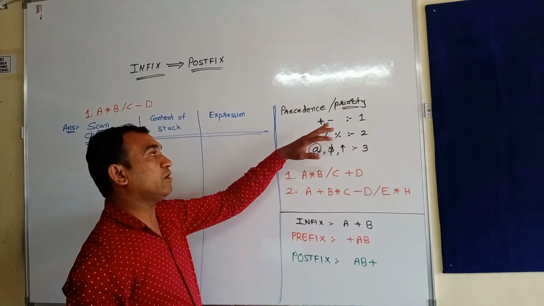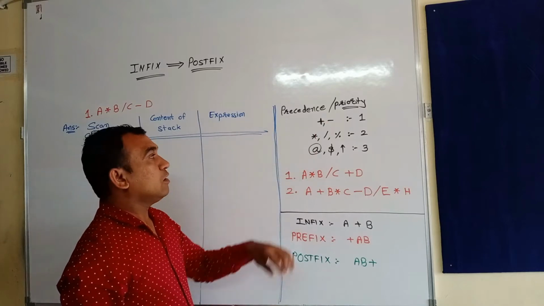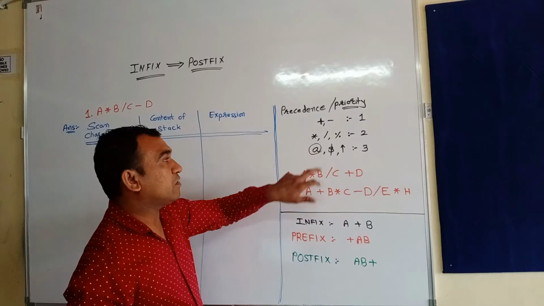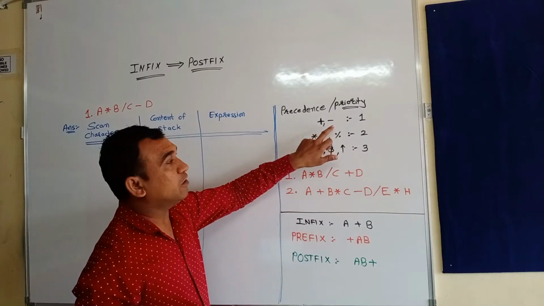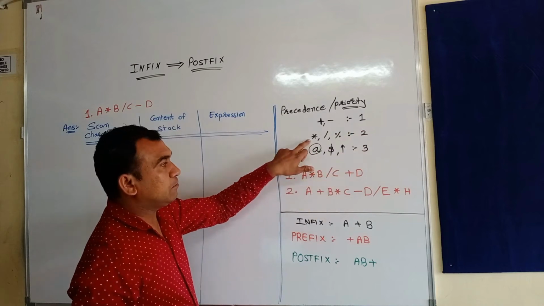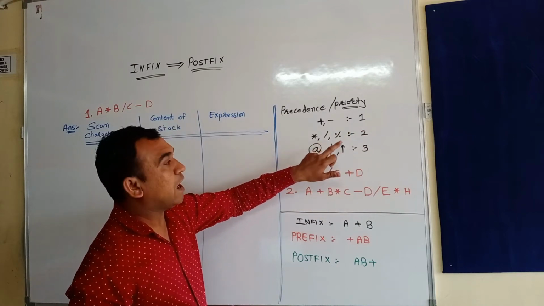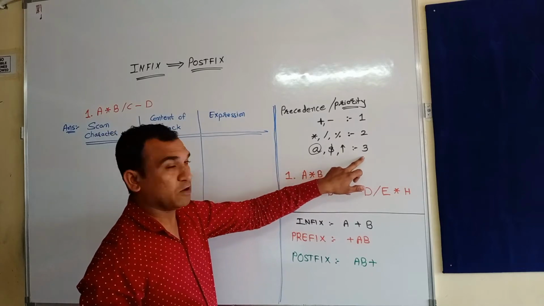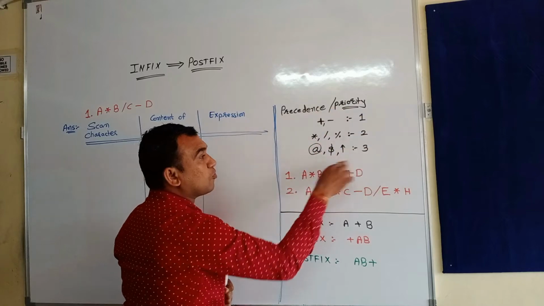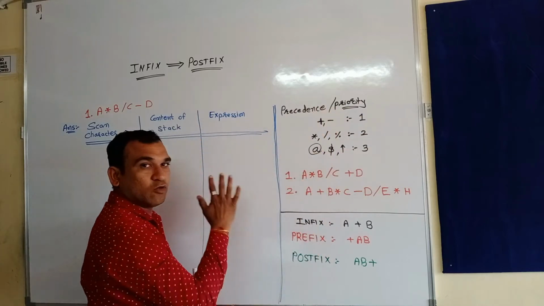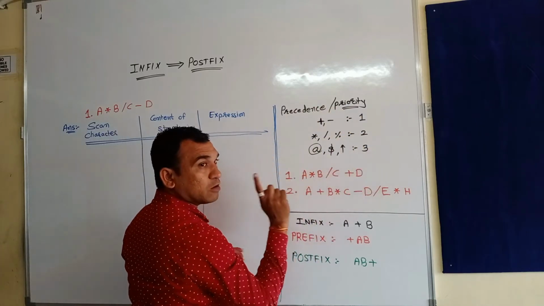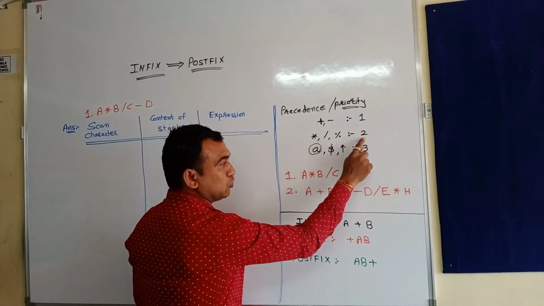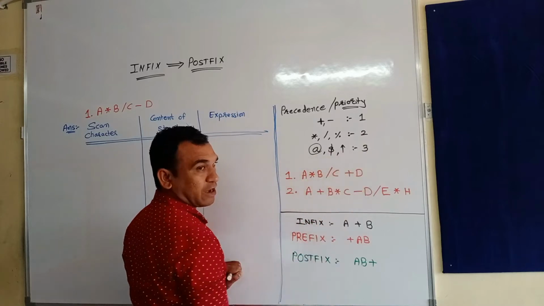This is called the priority table or precedence table, in which we have the precedence or priority of each operator. Just remember that plus and minus operators are at precedence 1. Multiplication, division and modulo are at precedence 2. The at-the-rate sign or raised-to sign is at precedence 3. This is just for reference; we should not write this into our answer. Plus and minus at 1, multiplication, division, modulo at 2, raised to at 3.